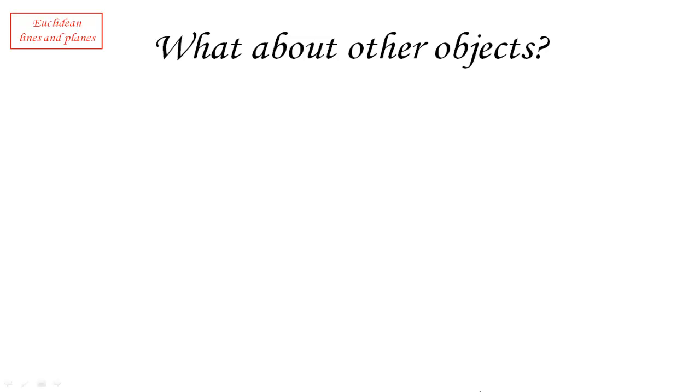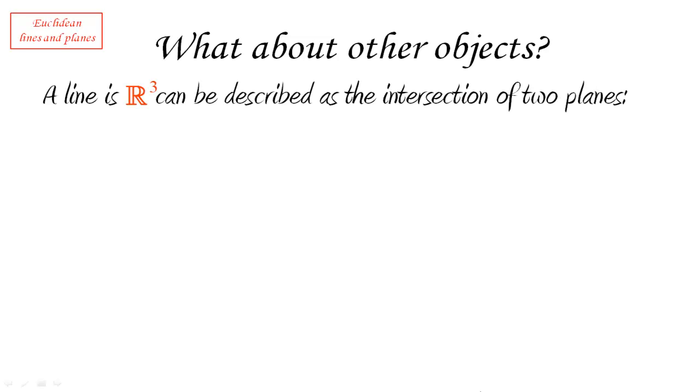What about other objects still? Okay. Let's think again about what we got in lower dimensions. A line in R3 can be described as the intersection of two planes, right? I can write a line in R3 by writing both general equations of the two planes, and then saying, okay, my line is the intersection of those two planes.